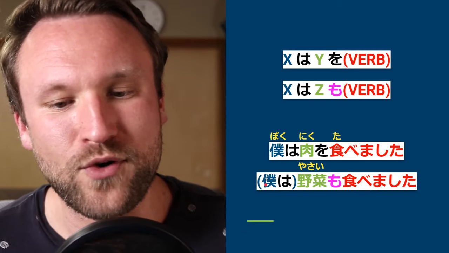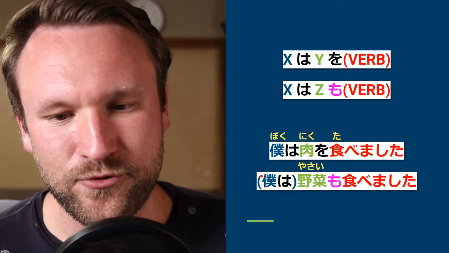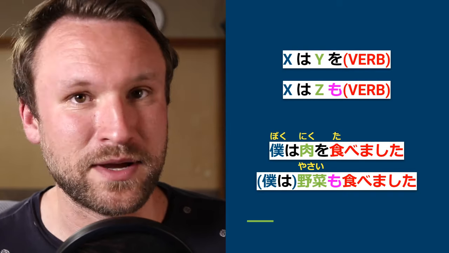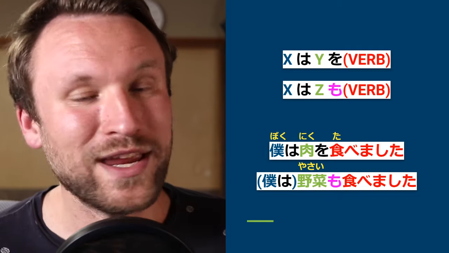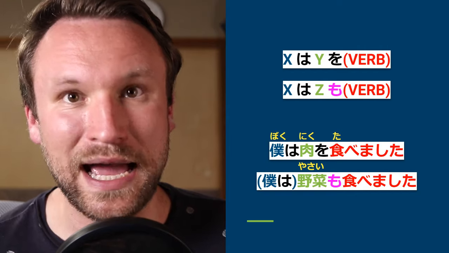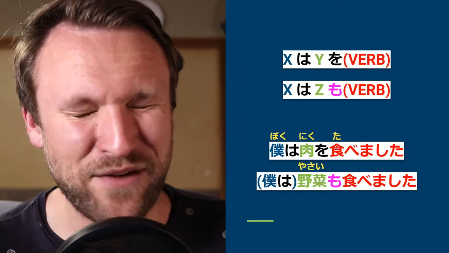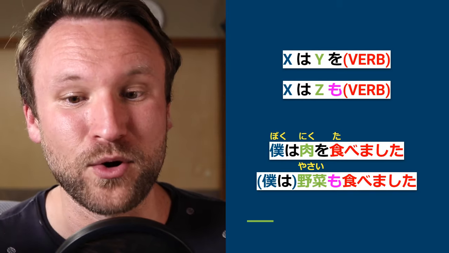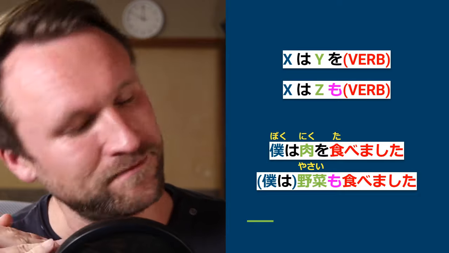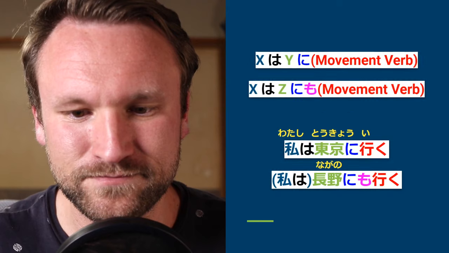I have the boku wa in parentheses because the example sentences in Genki have a full sentence. Boku wa niku wo tabemashita. Boku wa yasai mo tabemashita. But in reality, we know we're talking about me. In this situation, I don't need to say me, I don't even really need to say it once. But if I said it once, I definitely don't need to say it twice. So, boku wa niku wo tabemashita. Yasai mo tabemashita. Perfectly fine. Drop that boku wa. You could even drop the first one.